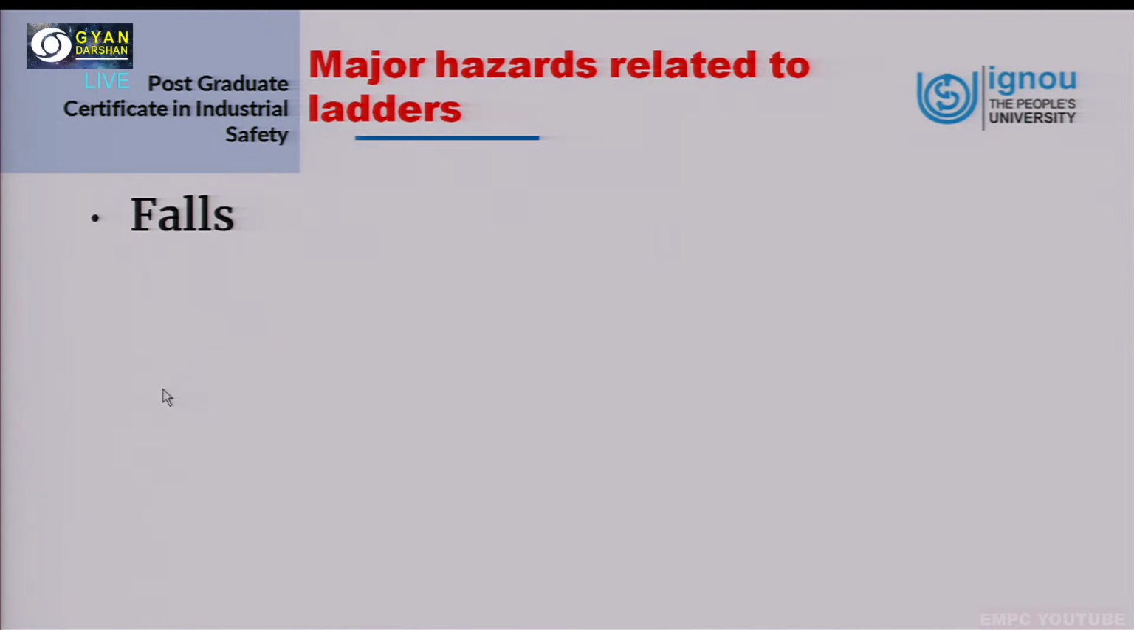Now, what are the major hazards related to ladders? Falls, as we all know. Falls from height from using ladders is a very crucial part of safety while using ladders. It could happen while ascending or descending the ladder. It could happen because the ladders are not secured in place. For example, the ladder might not have stable ground, or the ladder may not be secured at the top. So whatever it is, falls are a major risk factor while using ladders.